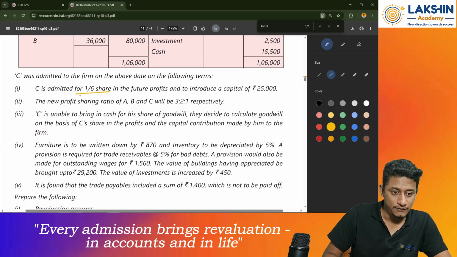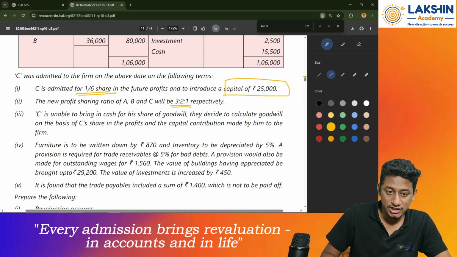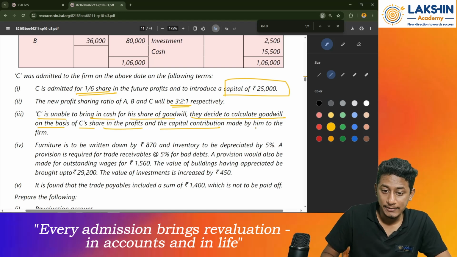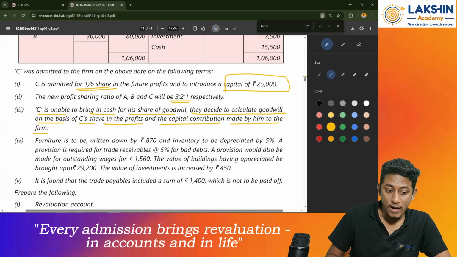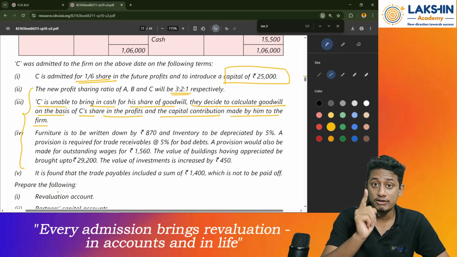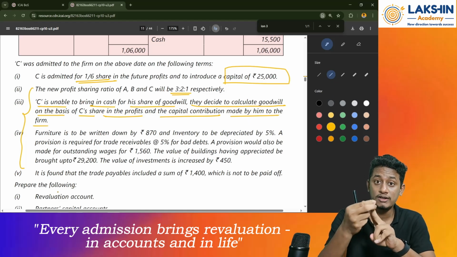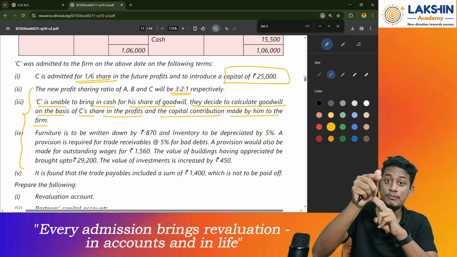See, C was admitted for 1/6 share in the future profits and introduced a capital of rupees 25,000. A capital of rupees how much? 25,000 only. Then the new ratio is given. C is unable to bring in cash for his share of goodwill. They decide to calculate goodwill on the basis of C's share of profits and capital contribution made by him to the firm. Nowhere in the question have they given the value of the firm's goodwill, and also they have not given the goodwill brought in by the new partner. That means we need to compute the hidden goodwill now.